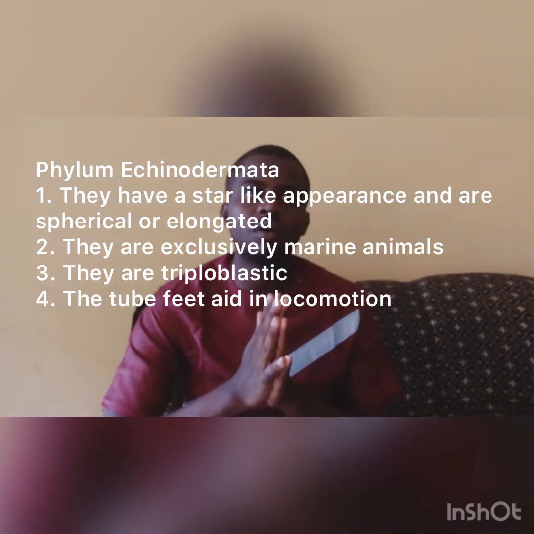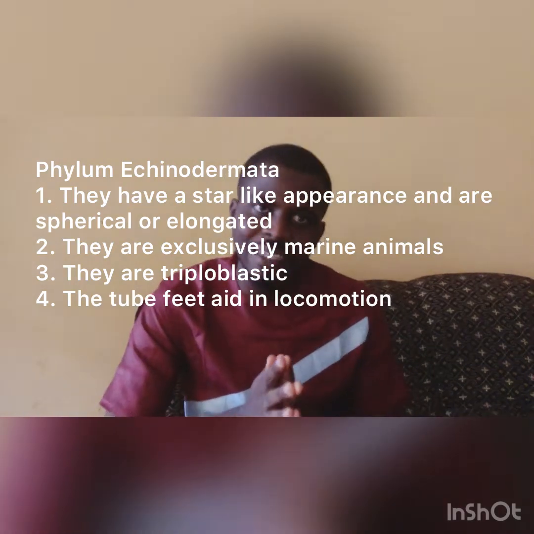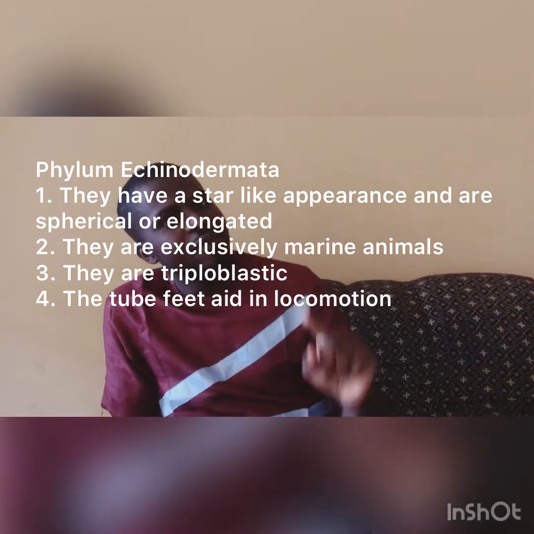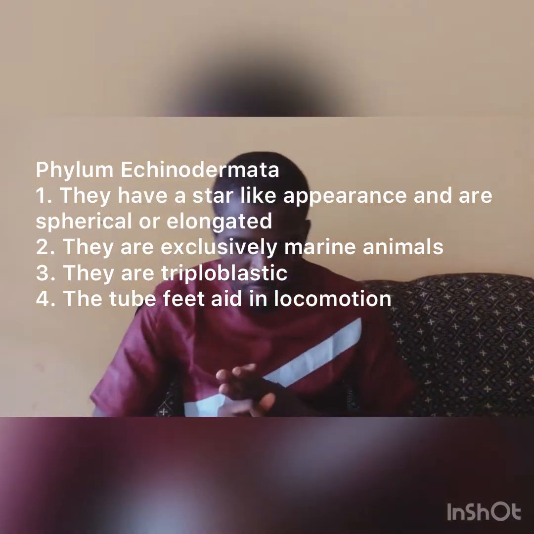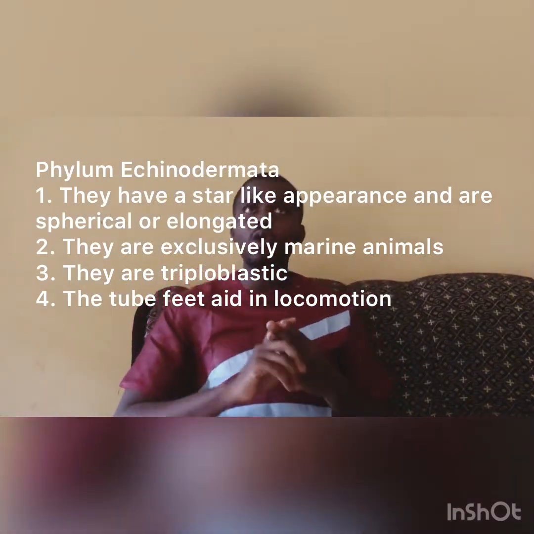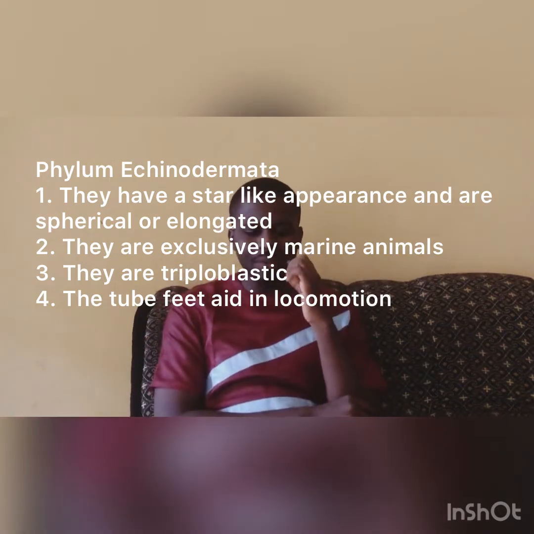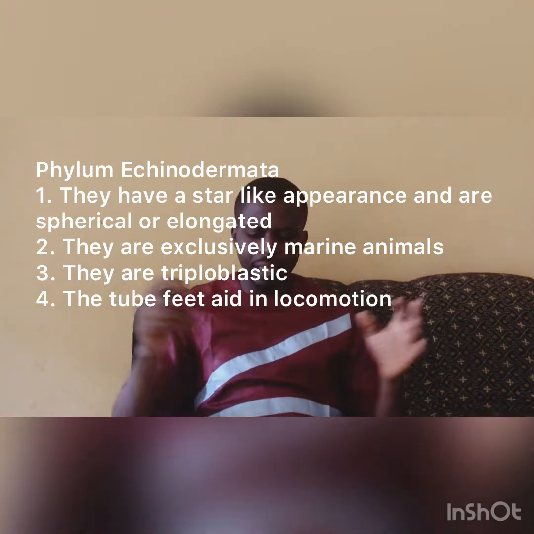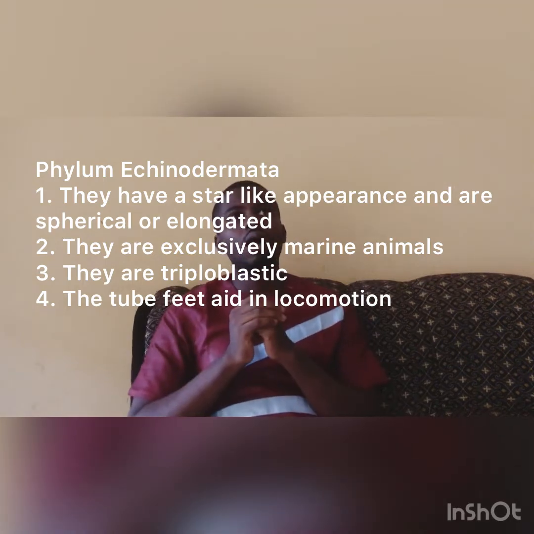And by now, you should know triploblastic from the word "tri". It means that they have three body layers, and they also have tube feet, which aid in locomotion. An example of the phylum Echinodermata is the starfish.